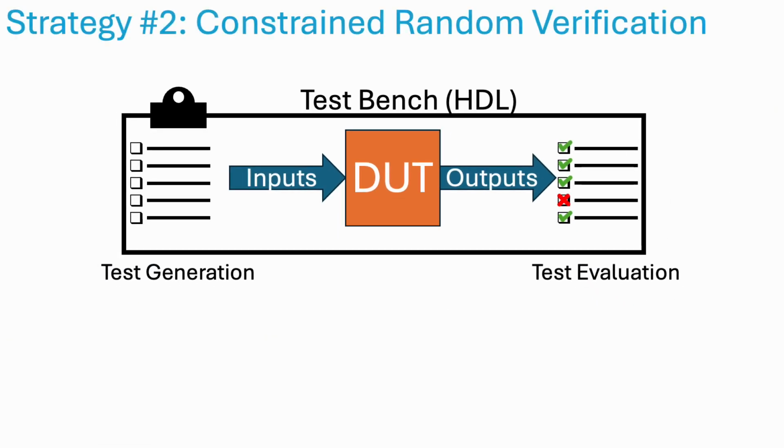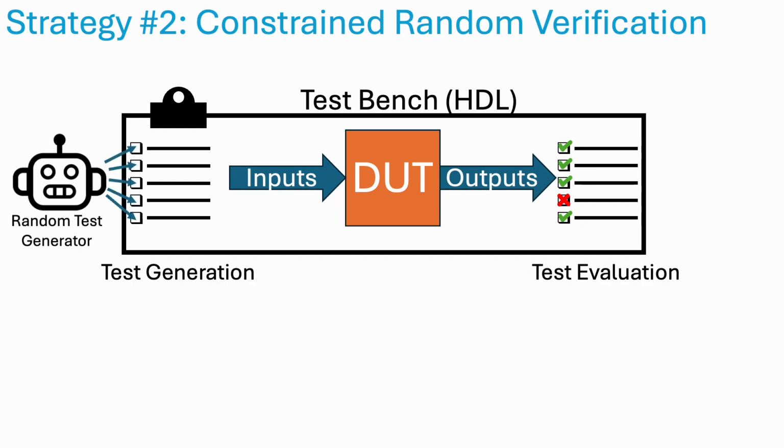So because manual verification is so time-consuming, a strategy that designers have come up with is something called constrained random verification. The way this works is you replace that manual test case generation with some kind of random test generator that is constrained to produce somewhat meaningful inputs for the design under test, but is otherwise free to generate whatever inputs. And then you have a test evaluator that is checking whether the design under test met certain invariants that the designer expects the design to follow.